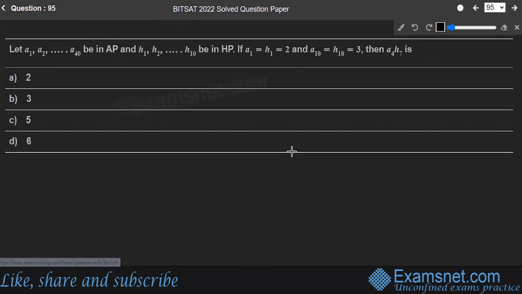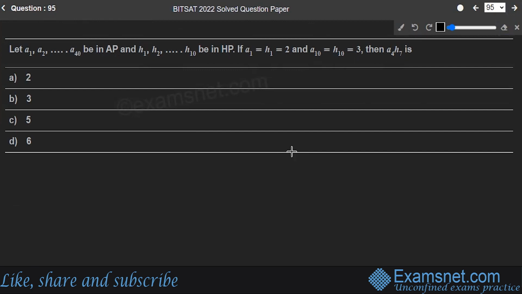Hope you understood this. Next is question number 95. Let A1, A2, A3 till A40 be in AP and H1, H2, H10 be in harmonic progression. If A1 is equal to H1 is equal to 2 and A10 is equal to H10 is equal to 3, then what is the product of A4 into H7?